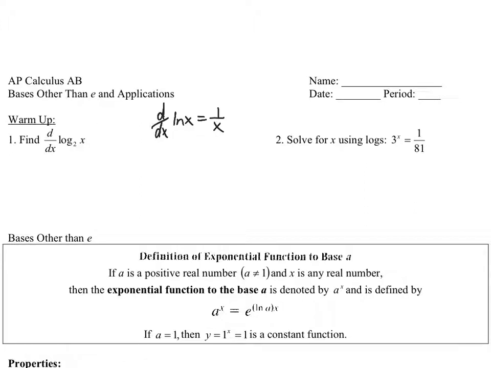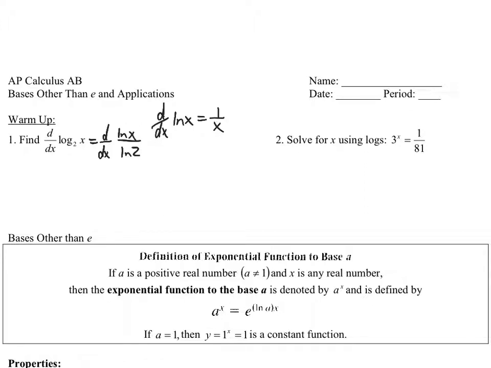Change it to ln base. Can I change to ln x over ln 2? Yeah, we're going to change the base so that it's no longer ln base 2, but we're going to take the derivative of ln of x over the ln of 2. Now, we may not know what ln of 2 is off the top of our heads, but we do know that it's a constant.